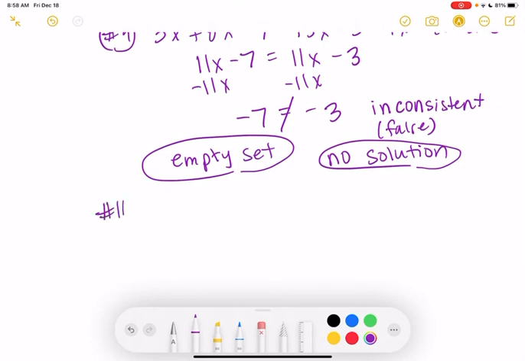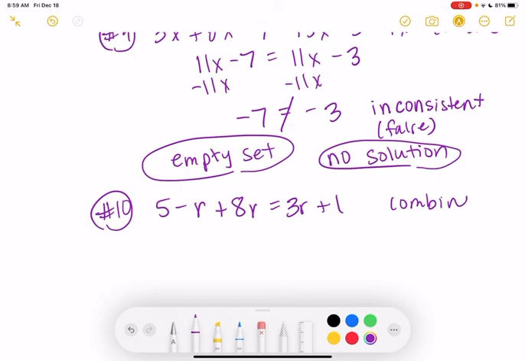All right, number 10, this is our last one for today. I have 5 minus r plus an 8r equals 3r plus 1. Okay, so what should we do first? Let's go ahead and start by combining like terms. So I have the negative r plus that 8r, so I have 7r, right? So I have 5 plus 7r equals 3r plus 1.